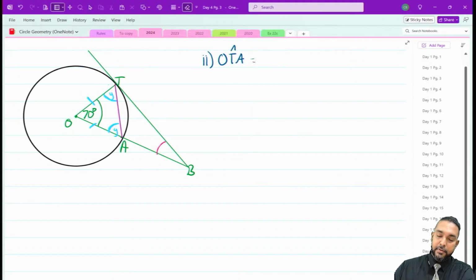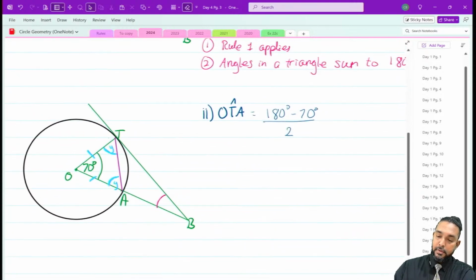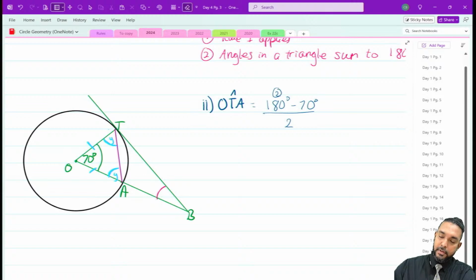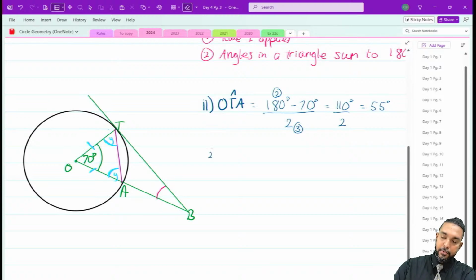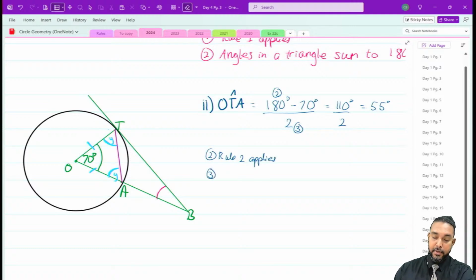Right, so to solve for that value, what we do, we would take 180 and do what? Take 70 from 180 and then divide by 2. Right, so this is rule 2 again. And we'll do a third rule here. So 180 minus 70 is 110, and 110 divided by 2 will give us 55 degrees. Right, so we could say rule 2 applies. And 3, base angles of an isosceles triangle equal, yeah?